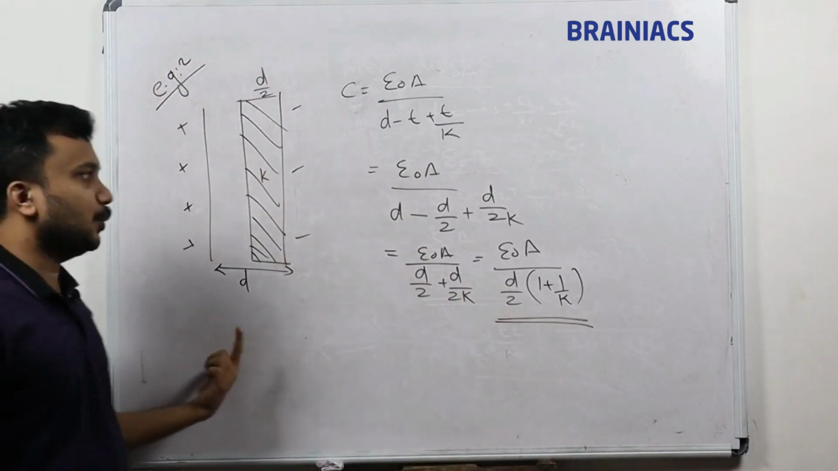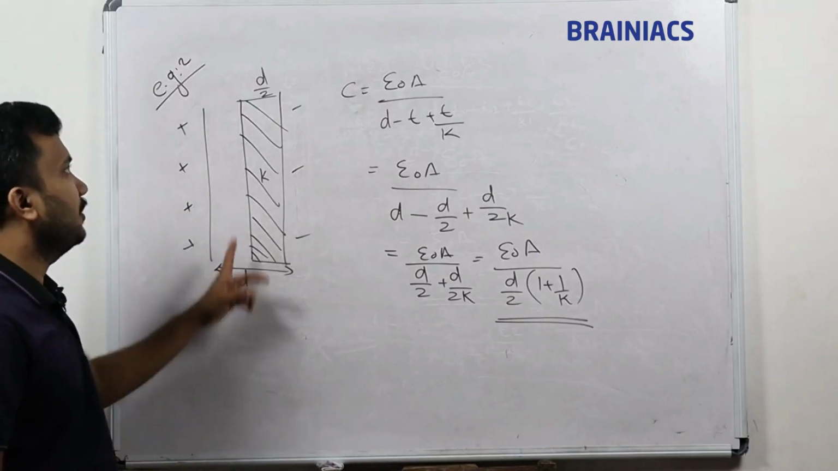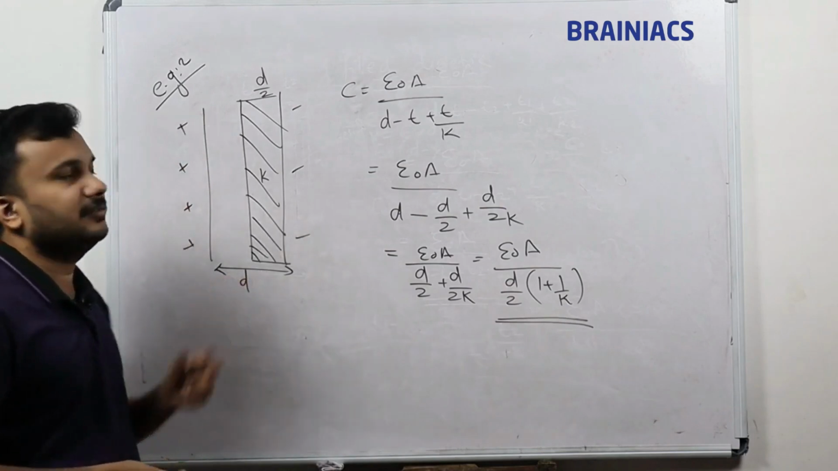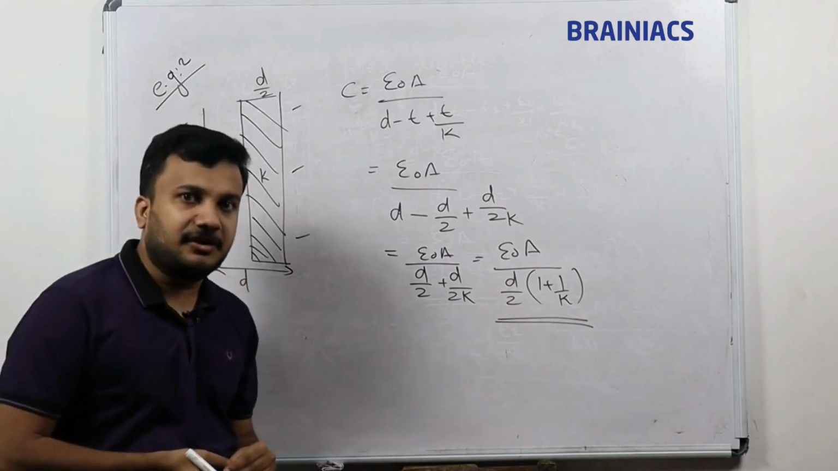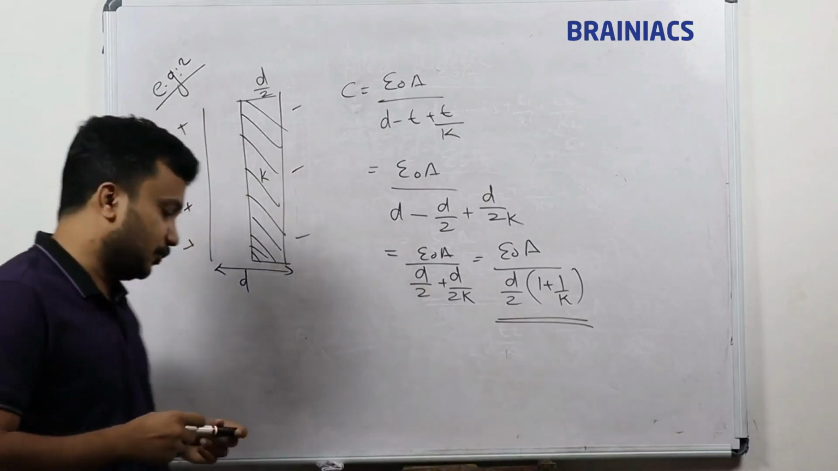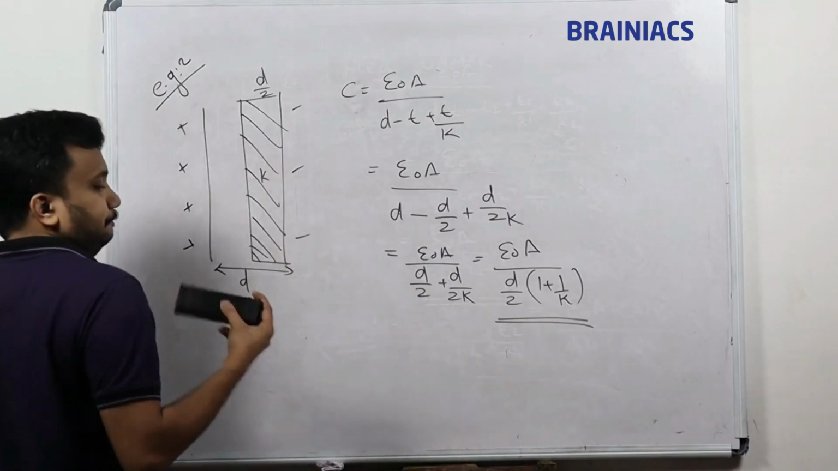Okay, here there is only one dielectric. There are no two dielectrics. So we are finding the value of the capacitance for this structure which has only one dielectric. Okay, hope you understood.